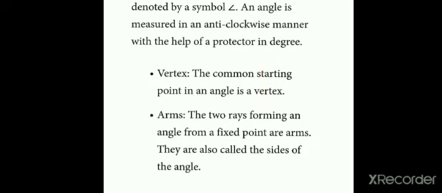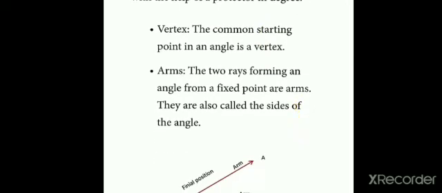Vertex. The first terminology is vertex. The common starting point in an angle is the vertex. Arms. The two rays forming an angle from a fixed point are arms. They are also called the sides of the angle.